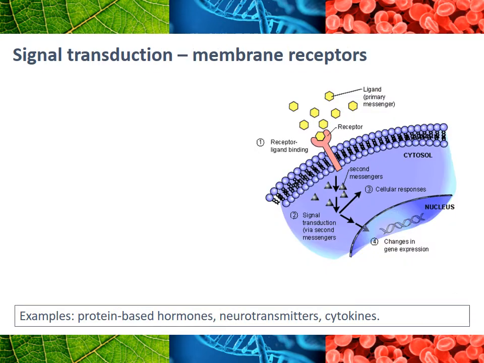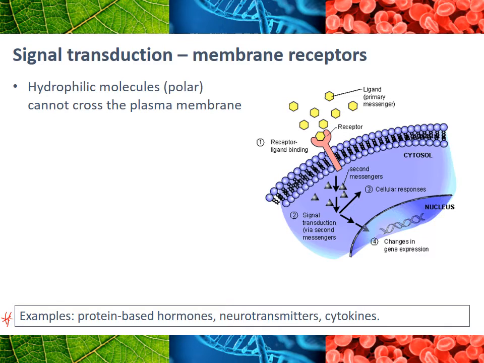The next pathway is the membrane pathway, when we have membrane receptors. Examples of molecules that use membrane receptors are all of our protein-based hormones, as well as neurotransmitters. They always bind to a receptor on the outside, and cytokines as well, which we'll look at in a week or 2. So as you might have guessed, hydrophobic molecules can go in.